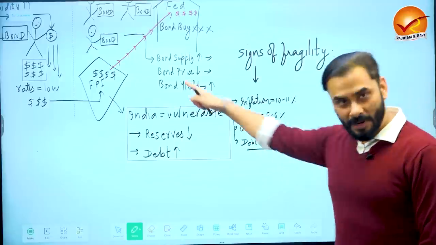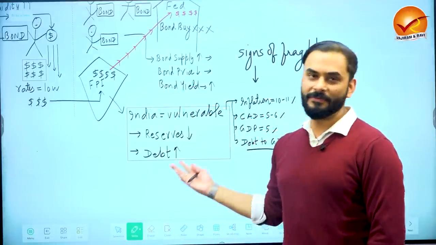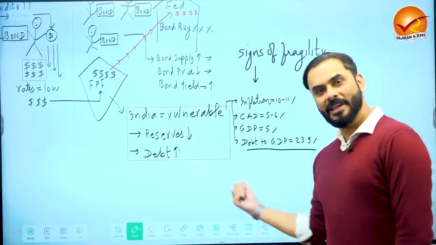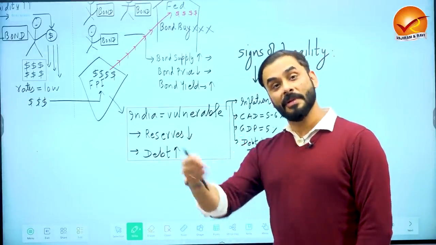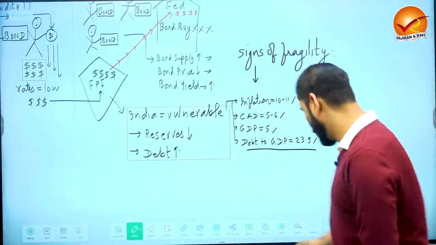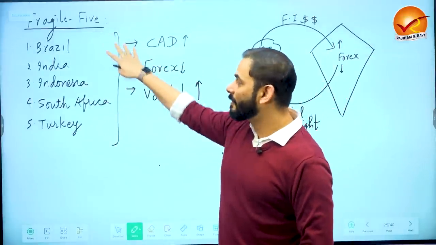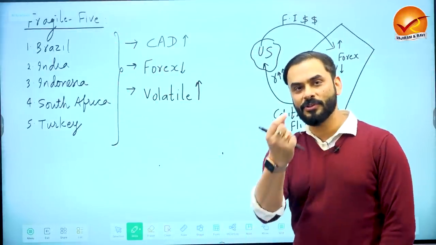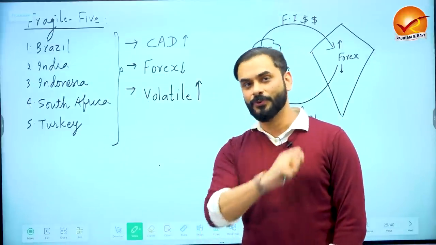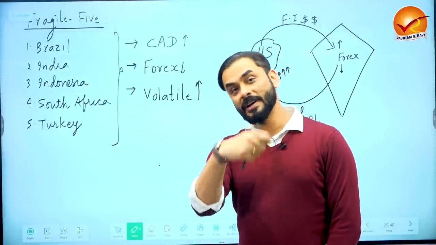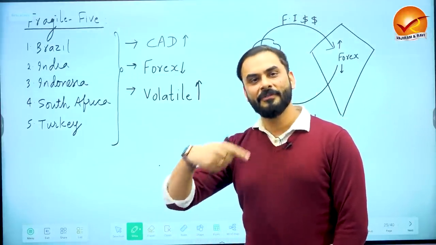So taper tantrum happened. We became fragile. When we became fragile, we started to become even weaker. Let me show you how. I have already explained that India became fragile. Now let me point out just one thing from this list which will show you that once you become fragile, you keep on becoming even more fragile.